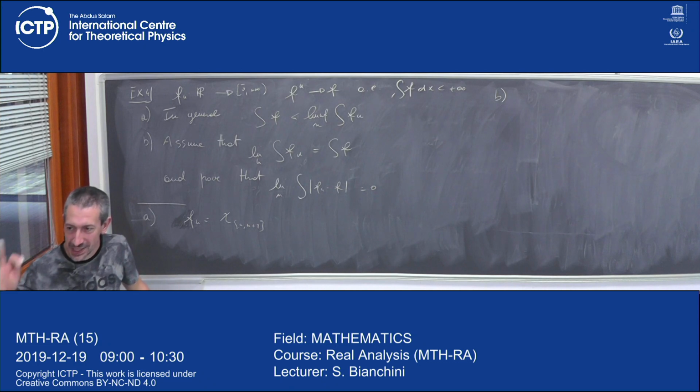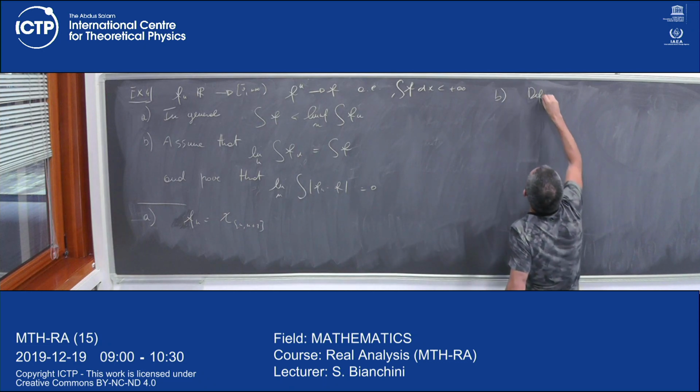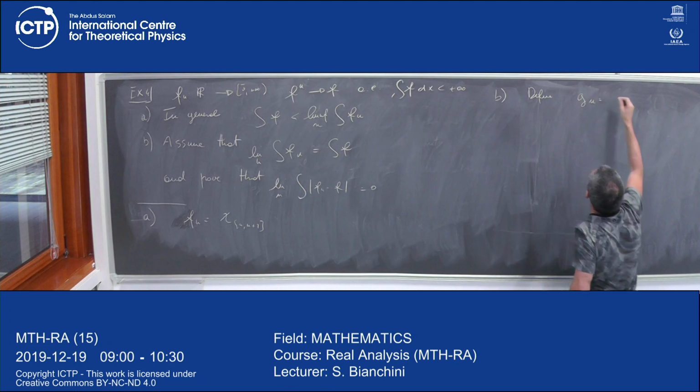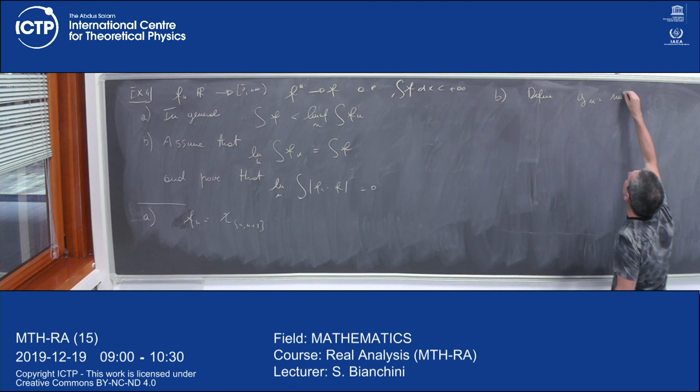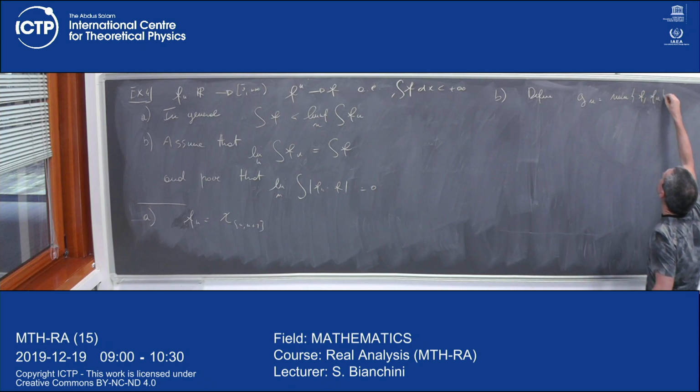Okay, so I just suggest half. So define gn is the minimum between f and fn. And what is left? hn is the max of f and fn.